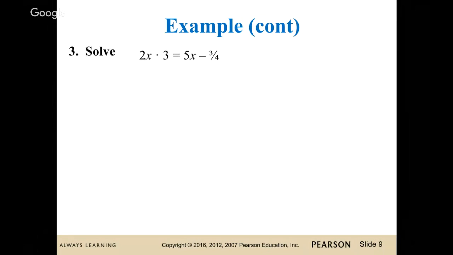And then you need to solve it, okay? So you do the multiplication on this side, you get 6x equals 5x minus 3/4. You're going to want to get the x on its own side of the equation. So x equals a negative 3/4.